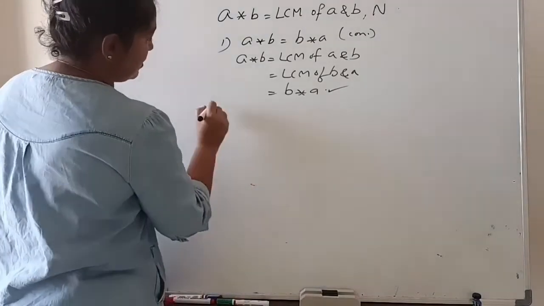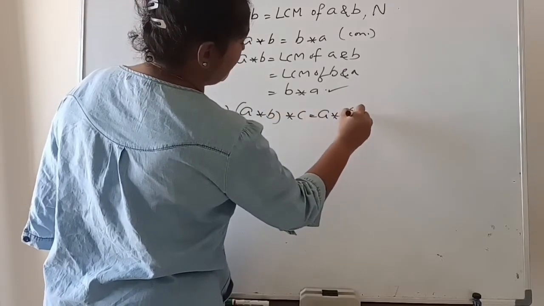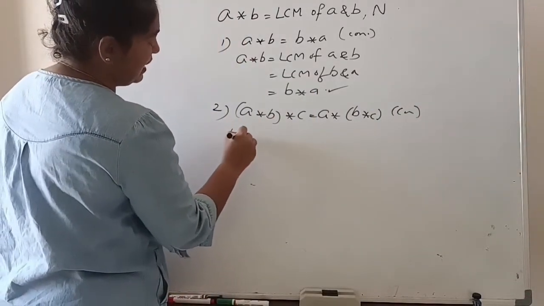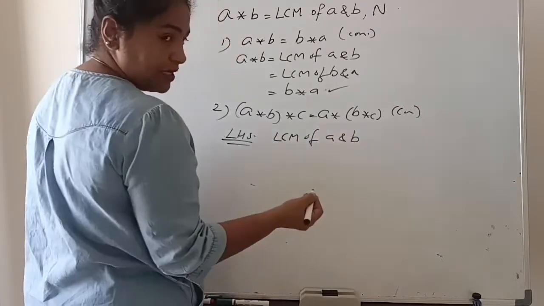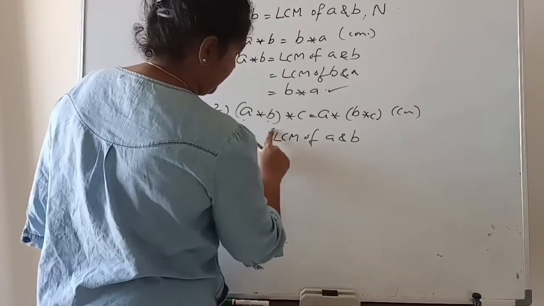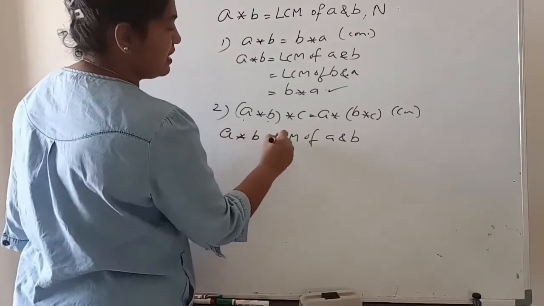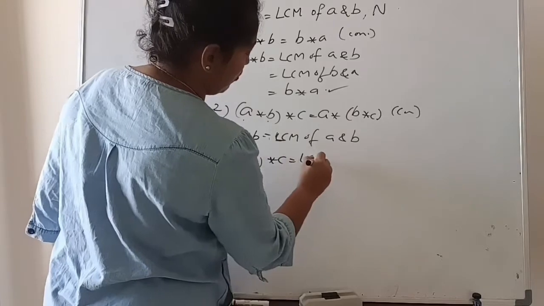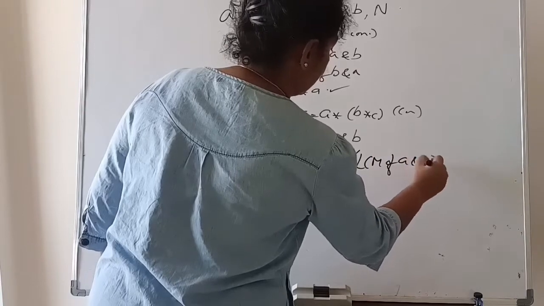Let us move on to the associativity. A binary B binary C has to be equal to A binary B binary C, with the grouping changed, and this is the condition. What is A binary B? My LHS gives me the LCM of A and B as A binary B. I'll just break down the steps. A binary B is the LCM of A and B. Now A binary B binary C is the LCM of A and B and C.